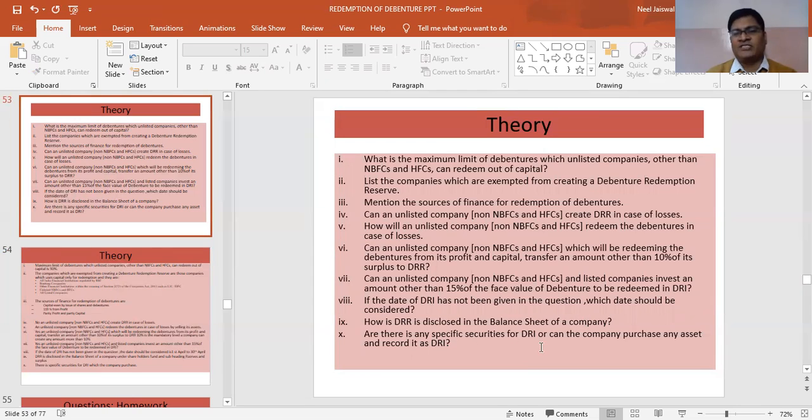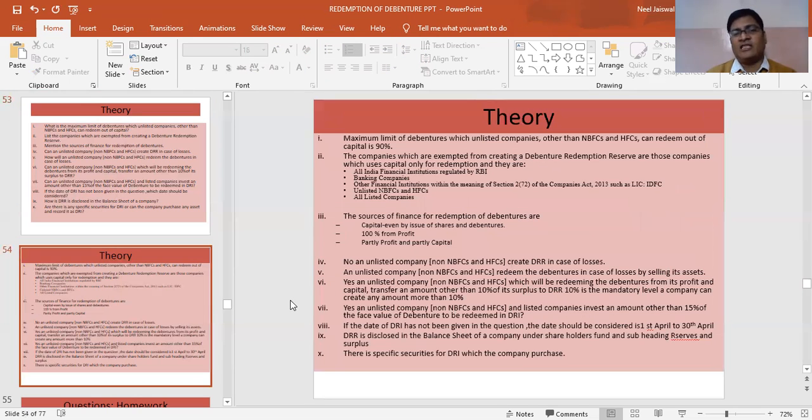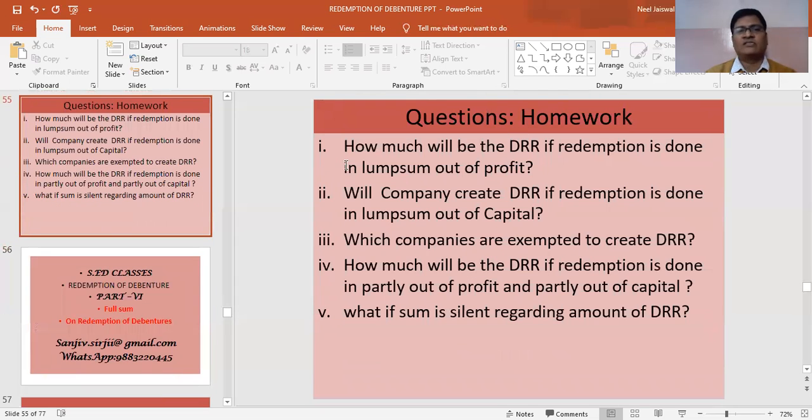Are there any specific securities for DRI, or can the company purchase any asset and record it as DRI? Obviously, the company has to buy the specific securities only. They just cannot invest in anything they want. There are specific securities, especially bank deposits, which are very secure, where interest income can be generated and which are very liquid. That means they can easily be turned into cash. Those types of securities can be taken. It is mostly bank fixed deposits, etc., they can keep, or they can buy government securities with DRI. That's all, students. This is my homework.